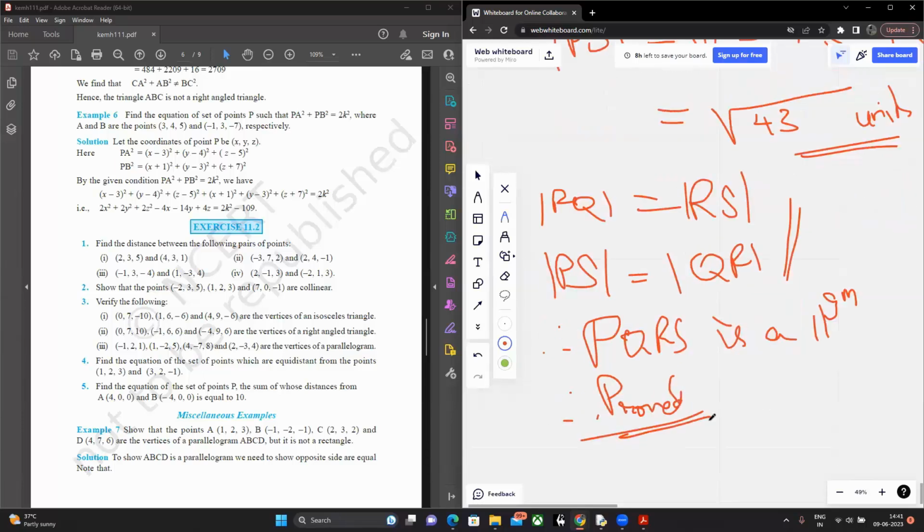If your opposite sides are equal, then your quadrilateral is going to be a parallelogram. There's no other one. It can be a rhombus, it can be a square, it can be a rectangle, but they are all parallelograms.